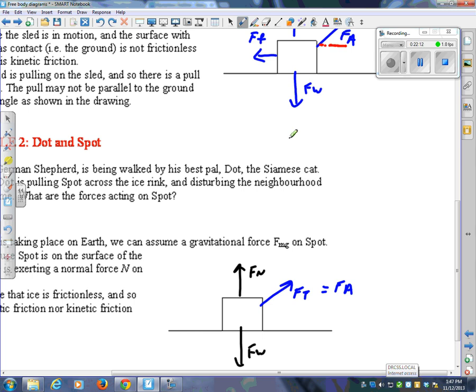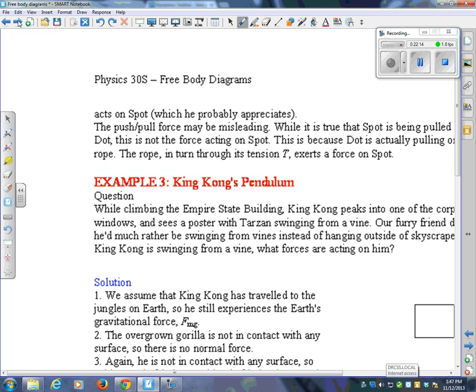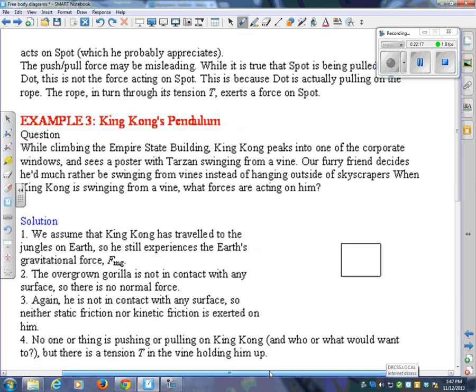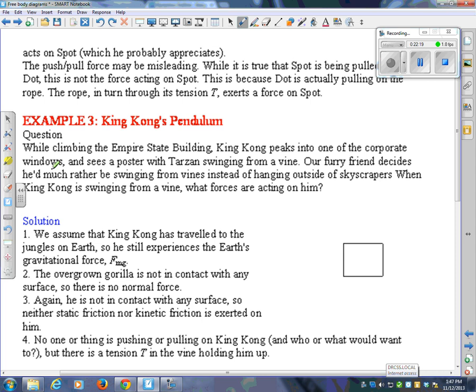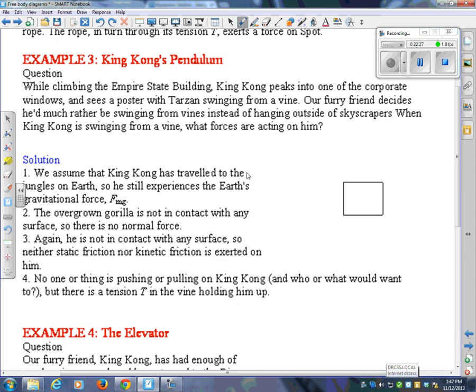Okay, last one here. King Kong. Climbing the Empire State Building, King Kong peeks into one of the corporate windows and sees a poster with Tarzan swinging from a vine. Our furry friend decides he'd much rather be swinging from vines instead of hanging around outside of skyscrapers. When King Kong is swinging from a vine, what forces are acting on him?